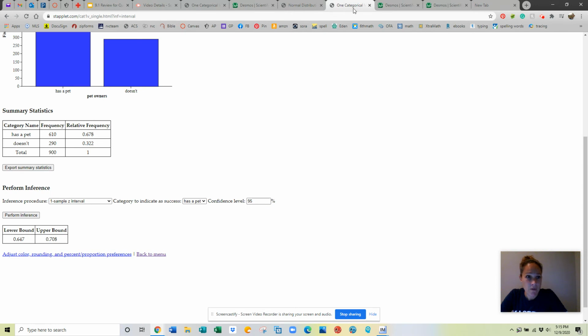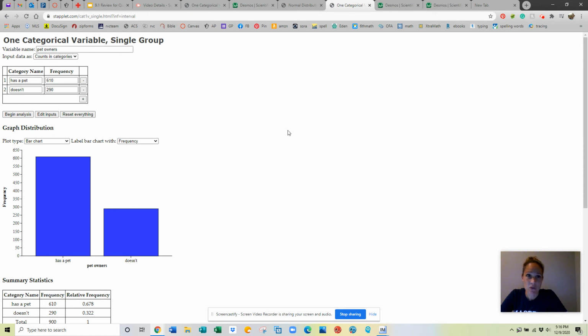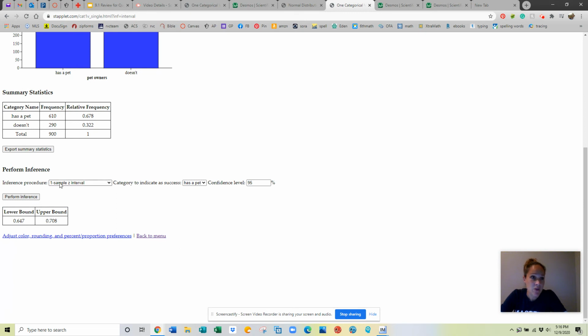And so when I was looking at the interval, I plugged all the stuff in exactly the same. You don't need to go to a different place. You can just use the same one that you ran your test on, but you're going to select one sample Z interval. See, you guys can, there's all the different tests, intervals, all that fun stuff for one sample. Okay, so I'm at a one sample Z interval, and success is has a pet, and I'm changing the confidence level to 95%, and then performing the inference, and it gives me that interval. So I just copied that down.